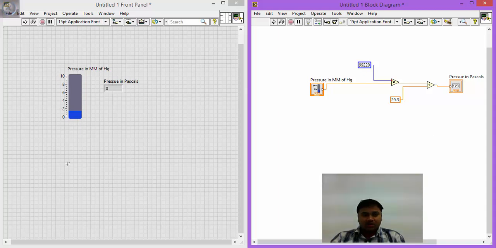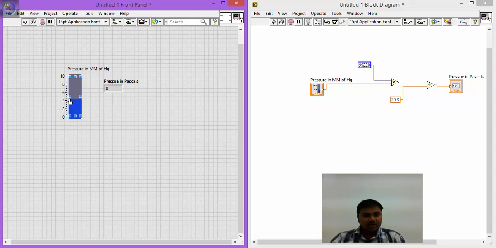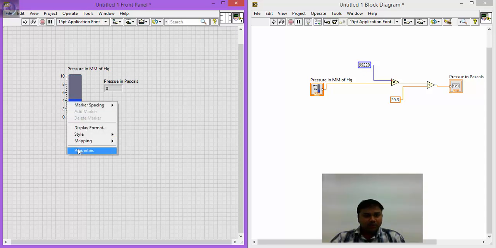After this you also need to take the temperature. So the pressure you may take from 0 to 100. For this reason you change, right click here, go to properties.